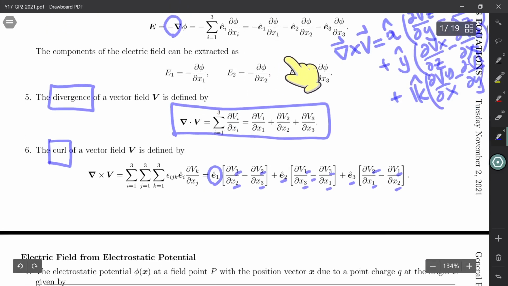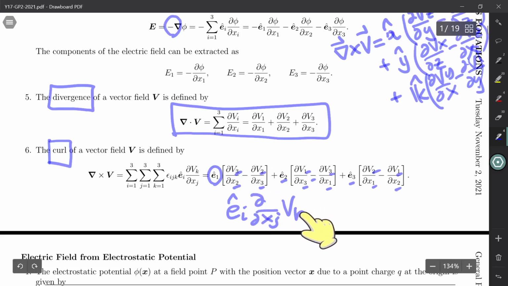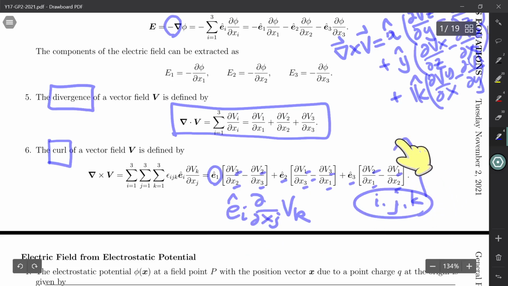Summation notation can be used. So e_i hat, x_j derivative, and V_k, where there is an epsilon sign. First of all, they must be an i, j, k permutation.